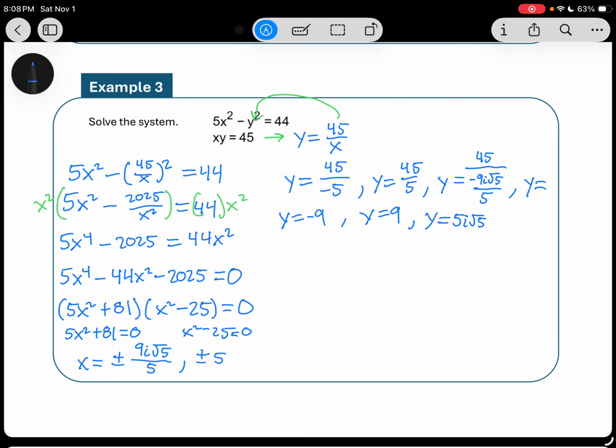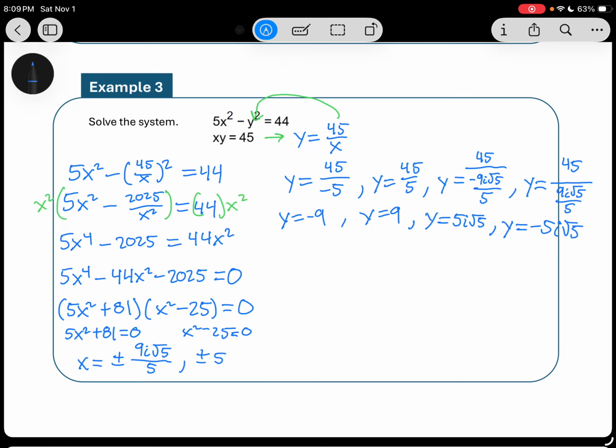It's not a nice result. And then let's plug in positive 9i root 5. So 45 over positive 9i root 5 over 5. And type that in your calculator. And you get negative 5i root 5, which makes sense. The only difference between those two that we plugged in was a negative and a positive, so it makes sense that it's going to be the same number, but one is negative.